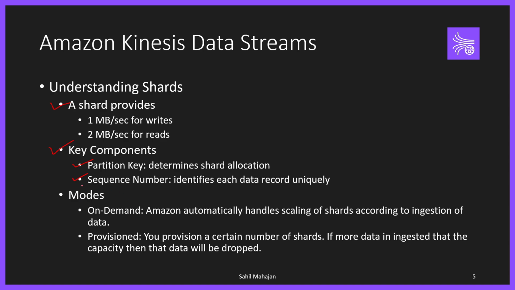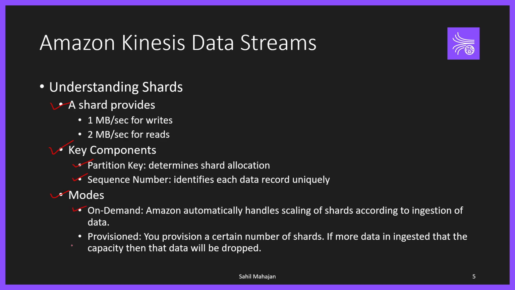The second key component is the sequence number, which identifies each data record uniquely. You can consider it a unique ID or unique identifier. Now there are two modes when it comes to Kinesis Data Streams.